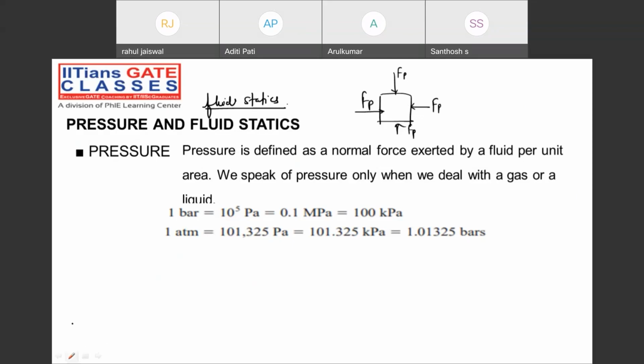Basically, what is the meaning of tension and compression? In solid mechanics, you might have observed that whenever we try to pull this body with the force F, we say it's a tensile force. But whenever we try to compress it, we say it's a compressive force. What is the nature of the pressure force? Compression or tension? Tell me, guys. It's a compression, right?